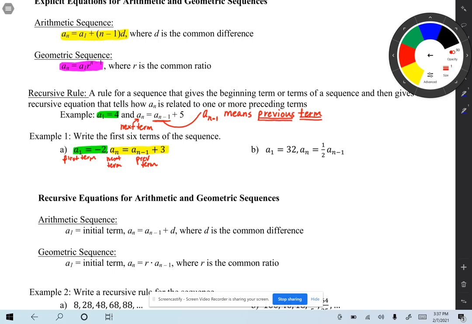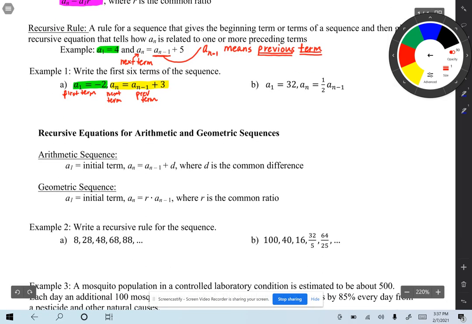So let's list the first 6 terms of the sequence. We know the first term is -2. Shouldn't get that wrong. I highlighted it in green. So what's the second term? The second term is going to be whatever the first term was, which was -2, plus 3 added to it. So if I wanted to show my work, I'm going to show my work here. So it'd be -2 plus 3.